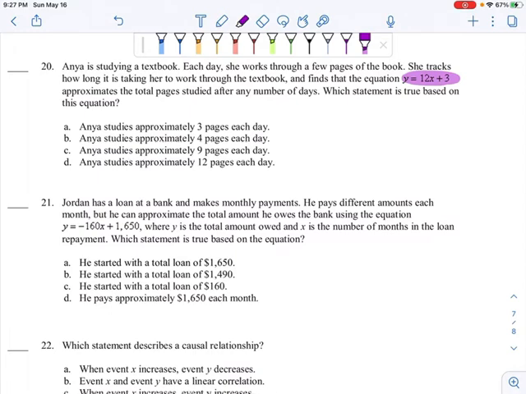Okay, so we're going to go ahead and look at that slope, which is 12. We want to look at that because the total number of pages studied after any number of days is the rate, so this talks about the rate, which identifies the slope. So that's why we're going to look at 12. So we would look at these answers. Anaya studied approximately 3 pages per day. No. Anaya studied approximately 4 pages a day. Nope. 9 pages a day. No. 12 pages a day, each day. Yes.